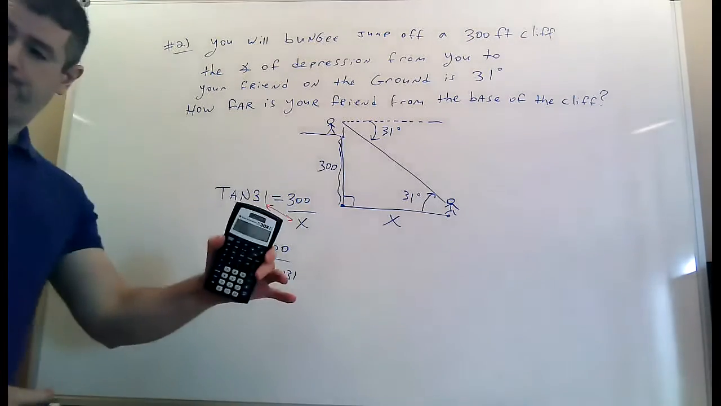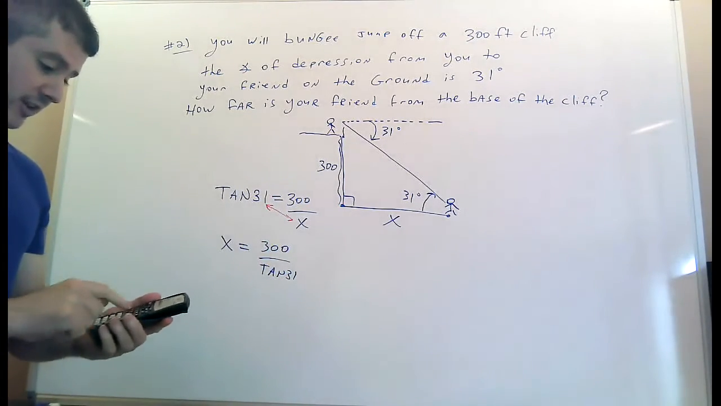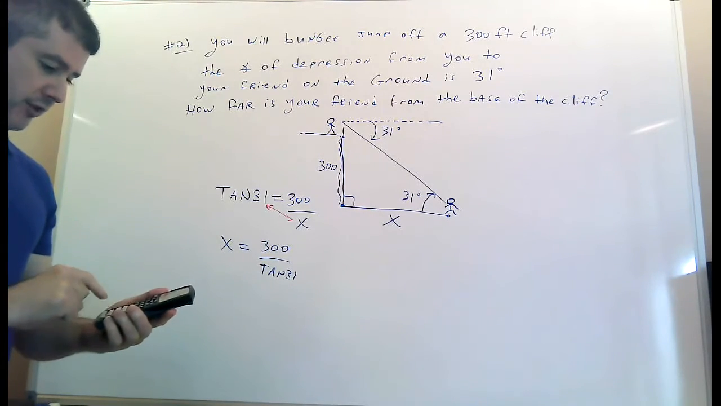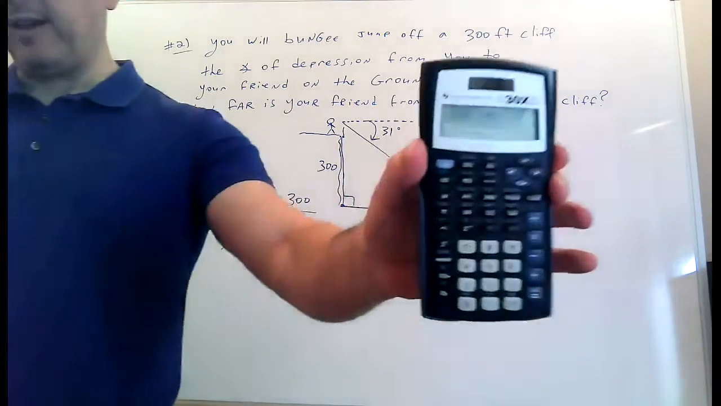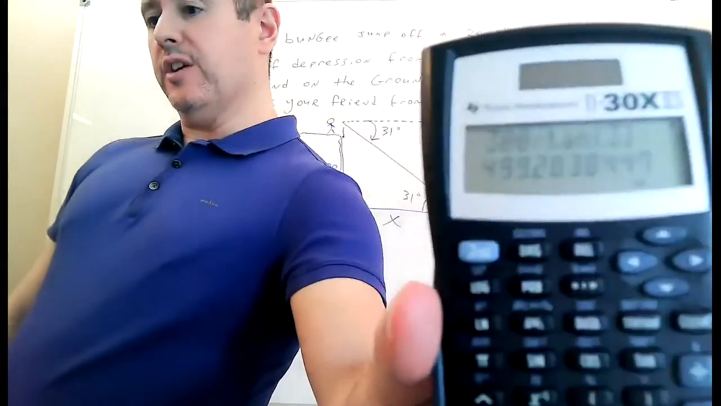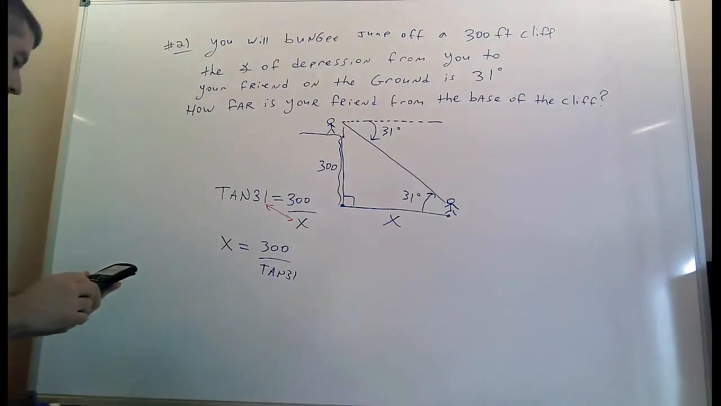Now, what do I do? I can't do this. I don't know what this is. I have to do it on my calculator. I take 300 divided by tan 31. I type it in, and then I hit equal. You couldn't even see that, but you'll see this. Wow, 499. It's 499.28.